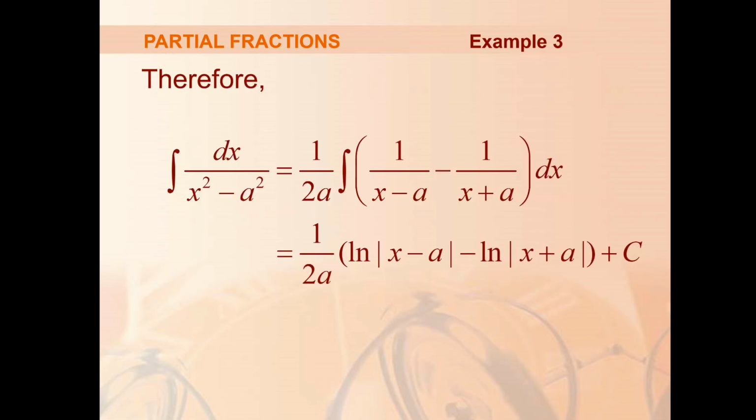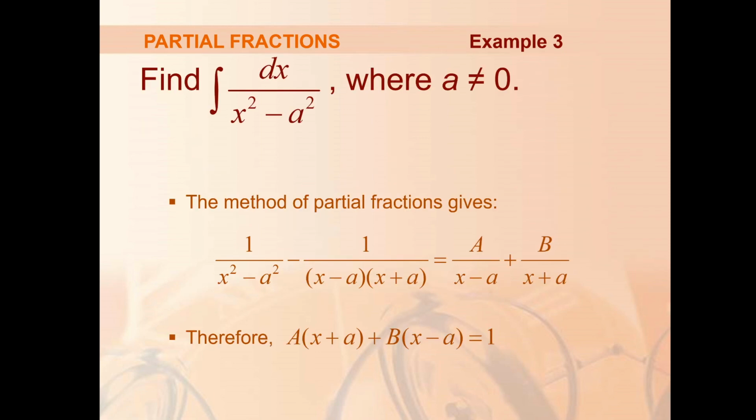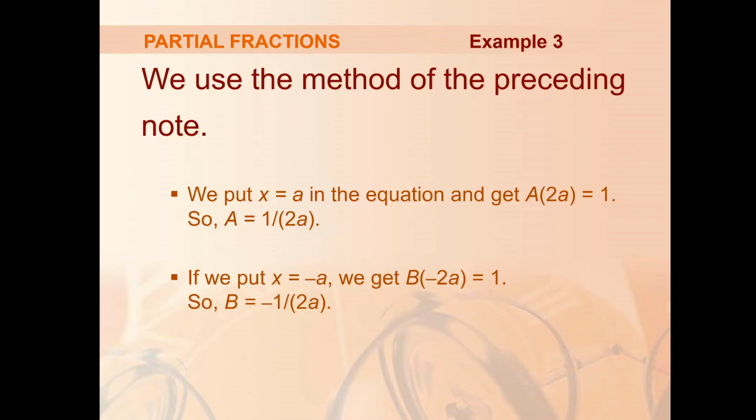And then for the constant term, so let's go back here. For the constant term, we do have capital A times little a, and then capital B times negative little a. So that equals the constant term 1. So we'll look at that right here.